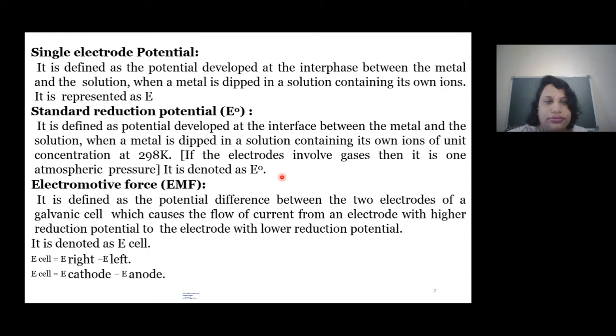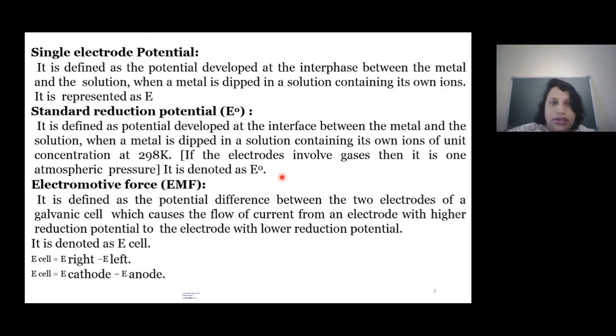Primary cell. These are the cells which will serve as a source of energy as long as the active chemical species are present in the cell. These are irreversible cells. They are designed for only a single discharge and they cannot be charged again. About the secondary cell, these cells are chargeable. They can be used again and again. The cell reactions are reversible.